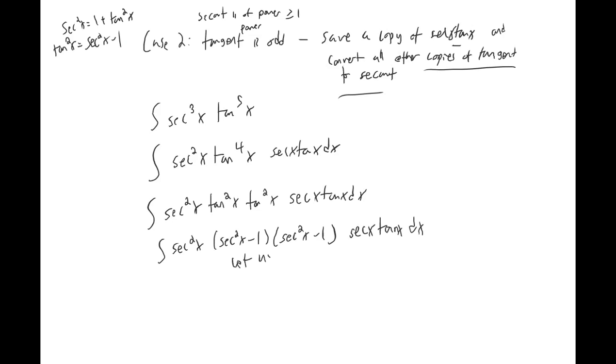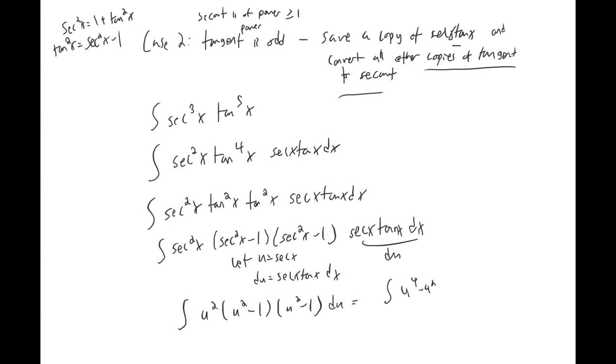So let u be secant x, du is secant x tan x dx. So this is du, and I get the integral of u squared minus 1, u squared minus 1 du. So what is that? U to the 4th minus u squared times u squared minus 1 du. I did not prepare for the algebra, sorry, or else I would have made the numbers easier. Plus u squared du. I'll just write the answer here.